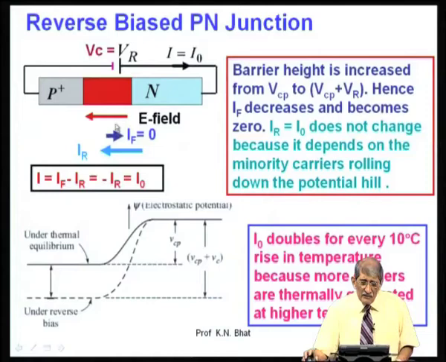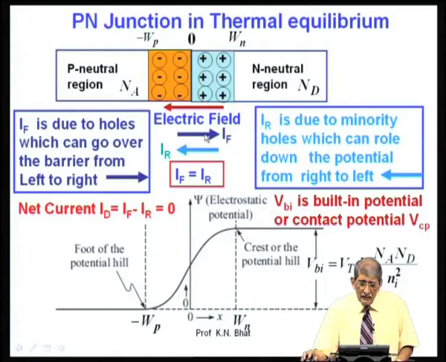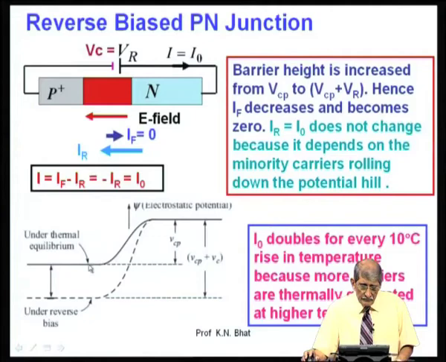What happens to IF? Previously, IF was equal to Ir. Now, because you increase this barrier, the holes which are present here at this level originally, some of them had energy more than this height. So, they were able to cross, giving rise to IF comparable to IR. But now, since the barrier height is increased, how much energy these carriers have depends upon the temperature, that is fixed. So, they can come only up to some level, they cannot cross this barrier. So, that IF reduces and becomes 0.